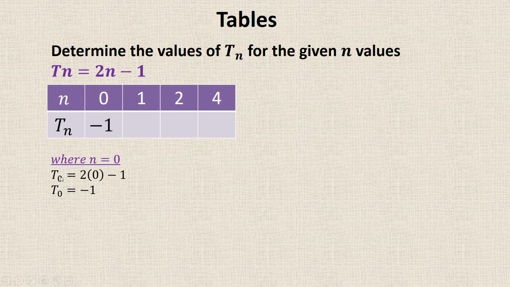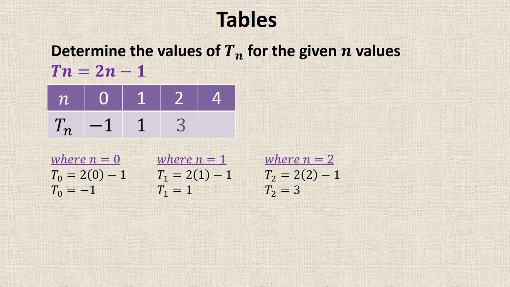For the next one, it would be where n is equal to 1, so t of 1 is equal to 2 times 1 minus 1, which is equal to 1. And I would fill that in. And I would do the same for 2, and I would do the same for where n is equal to 4. Alright, so this stuff is still quite easy and you know how to do this.